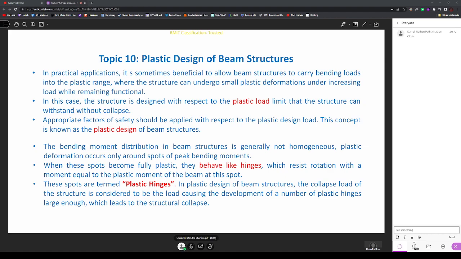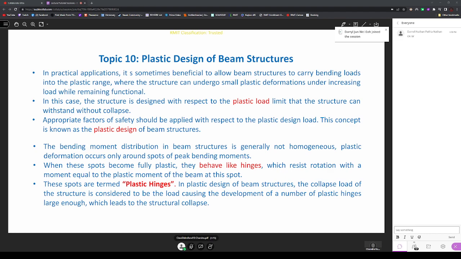All right. So in many practical applications when you design structures, it is beneficial to allow beam structures to carry bending loads into the plastic range. So there's no need to have the safe yields only in the elastic region, but it may be advantageous even if the load is increased so that the structure can slightly enter into the plastic range, and that means plastic deformation. So during the plastic deformation, the structure remains functional.